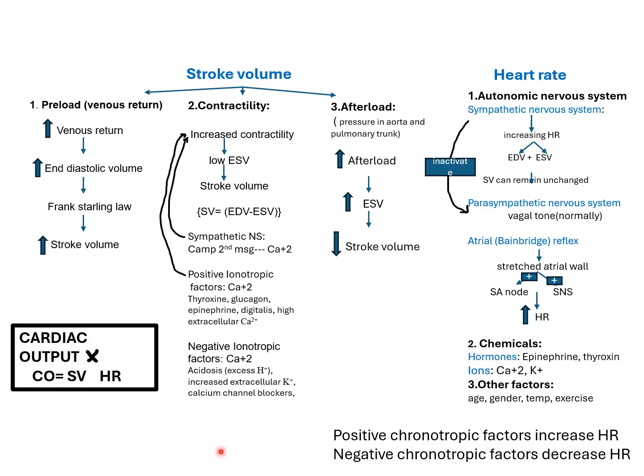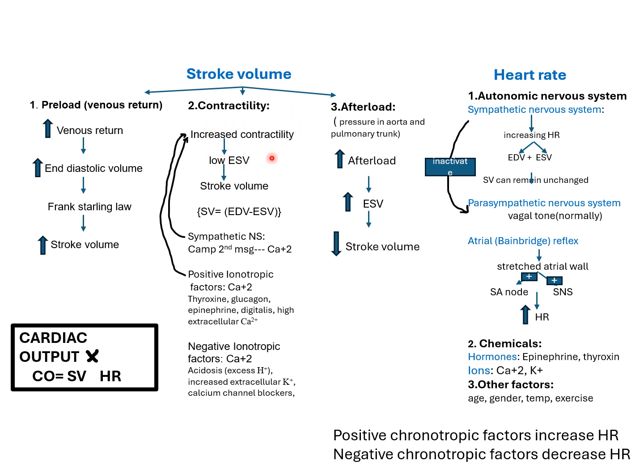All right, this is just a summary of whatever we went through. Cardiac output is stroke volume times heart rate. And the stroke volume is affected by preload, contractility, and the afterload. Let's look at the preload. Preload means the venous return. When there is increased venous return, there is increased end diastolic volume. And then according to the Frank-Starling law, when there is increased end diastolic volume, the contractility increases and there is increased stroke volume. And the second factor is the contractility.